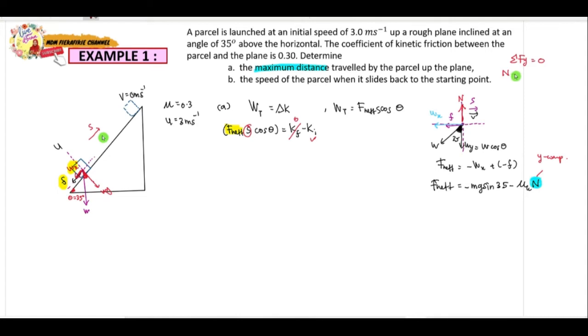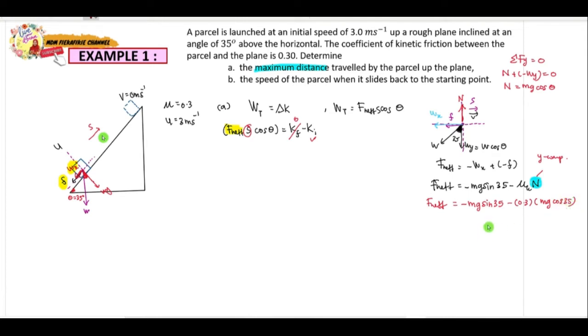So we have N plus negative Wy equal to 0. Therefore, normal force kita boleh gantikan dengan mg cos theta. Okay, so let's substitute here. F net is equal to negative mg sin 35 minus mu, kita adalah 0.3, and kita adalah mg cos 35 degree.